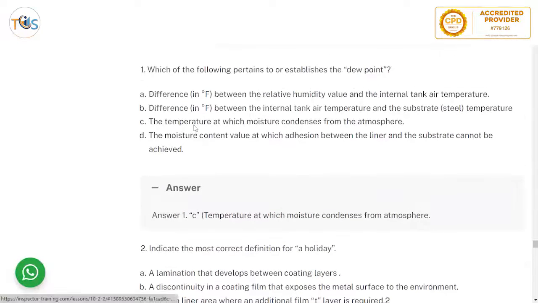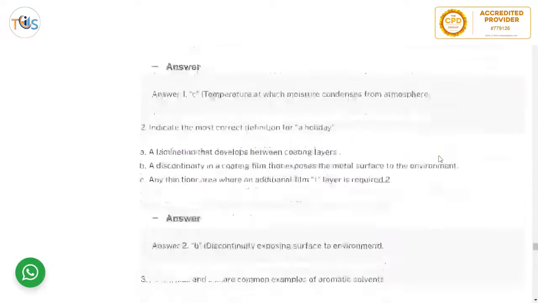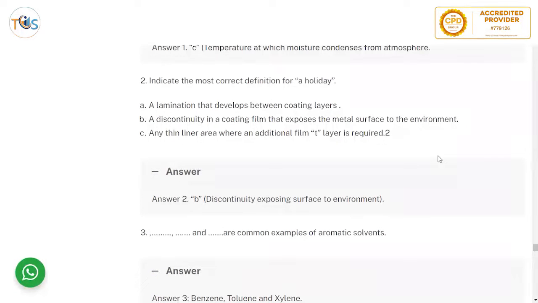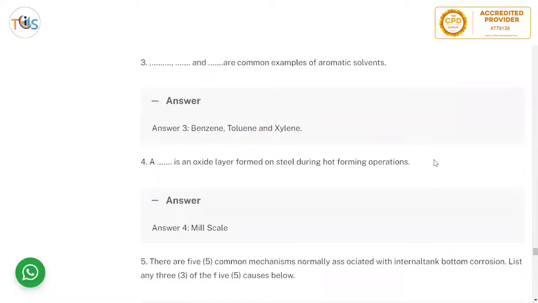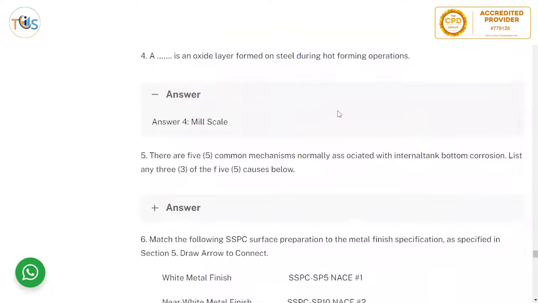So for example, which of the following establishes the dew point? It is C, the temperature at which moisture condenses from the atmosphere, and that's the definition of dew point. Or indicate the most correct definition for a holiday. Holiday means a hole or a discontinuity. Or benzene, toluene, and xylene are common examples of aromatic solvents. Highly unlikely that this question would come.